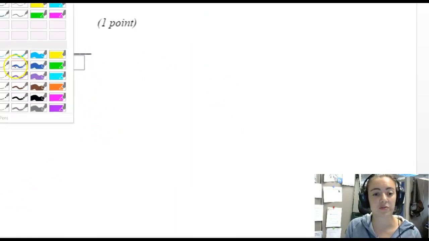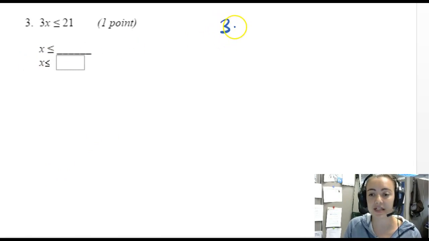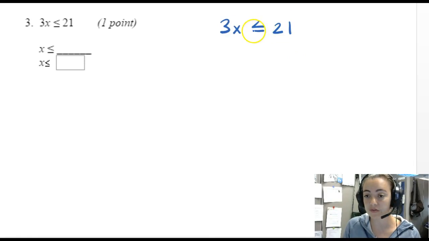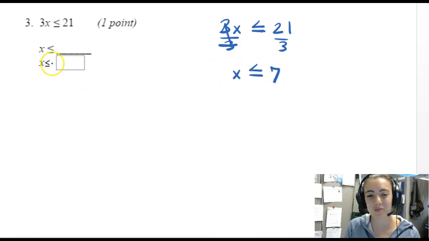For question 3, we're solving an inequality again. This time it's 3x is less than or equal to 21. So 3 times x, the inverse of multiplying by 3 is dividing by 3. 3 divided by 3 is 1, so we have x. 21 divided by 3 is 7. Since we did not multiply or divide by a negative number, the inequality symbol stays the same. We have x is less than or equal to 7.